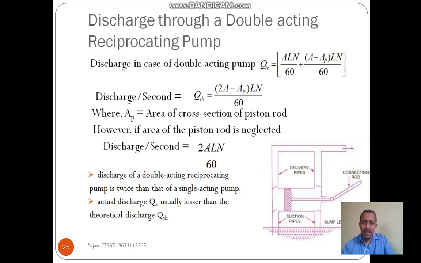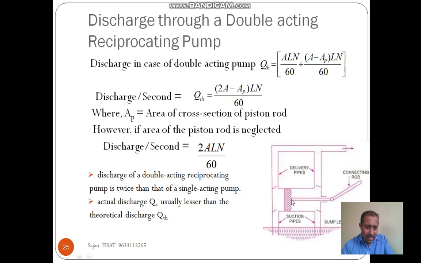And the next is the discharge through a double acting reciprocating pump. Here you can see that during the motion of the piston from left extreme to the right extreme, water will enter through the left suction pipe and water will leave through the right delivery pipe. And when the piston is moving from right end to the left extreme, the right suction pipe will suck the water, and the left delivery pipe will deliver the water.